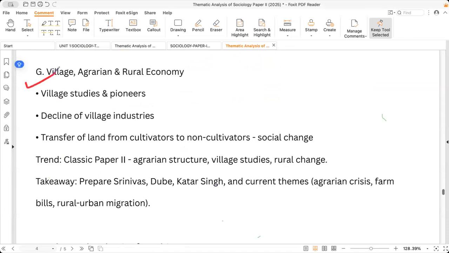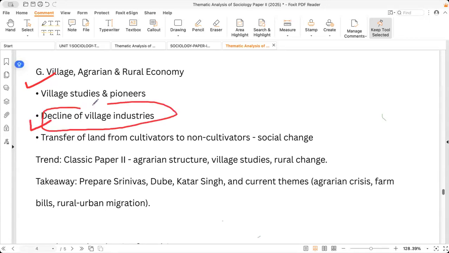Now let's discuss village, agrarian, and rural economy. Village studies and their pioneers are very, very important. Village studies will come every year, here and there. Either they will ask you a state question on Andre Beteille, or on the MN Srinivas study of Rampura village, or on SC Dubey, or they will ask you a general question on village studies. Anything can be asked. The decline of village industries is something they had asked.